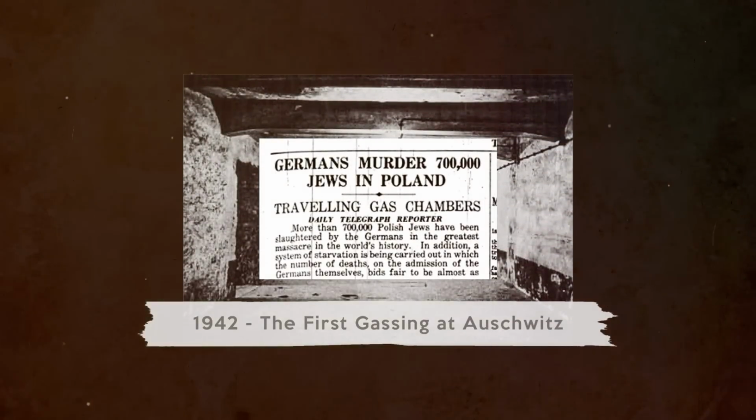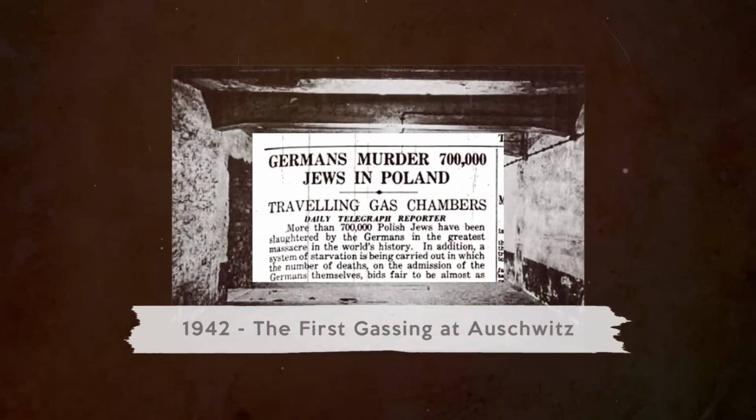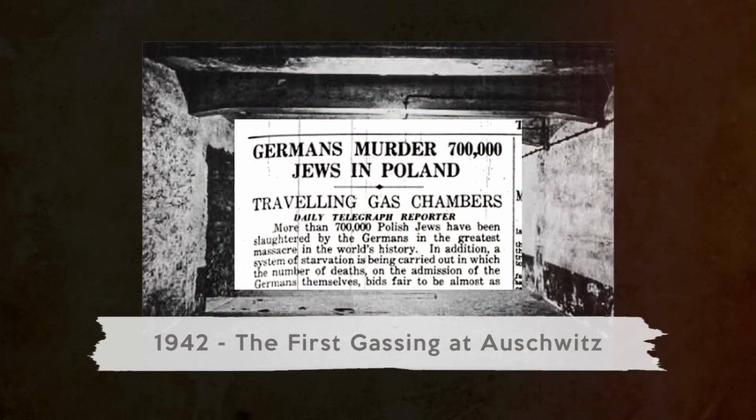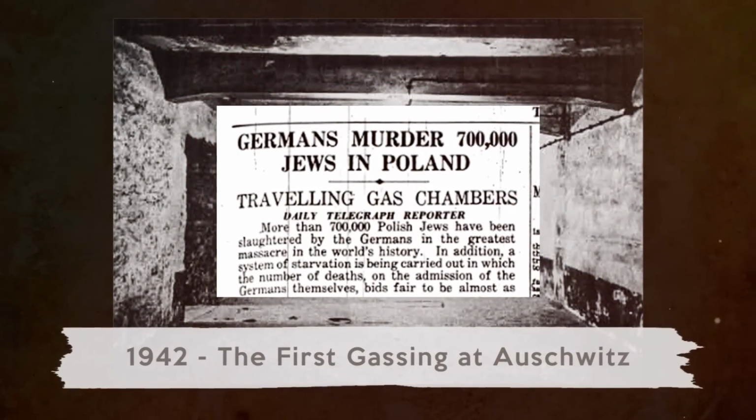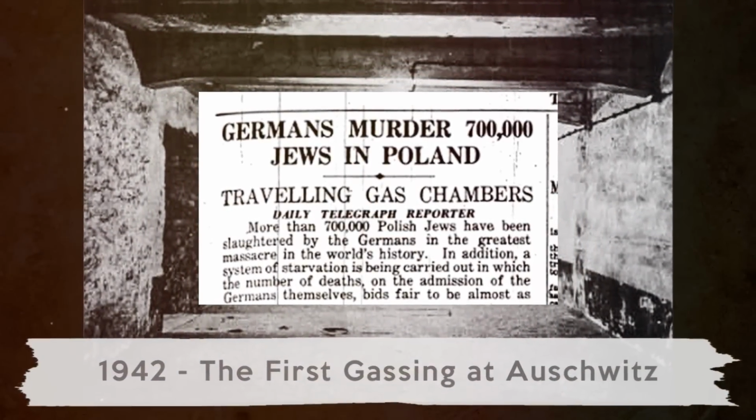1942, the first gassing at Auschwitz. In 1942, Nazi officials began gassing Jews in Auschwitz, marking the beginning of the use of gas chambers for mass murder.